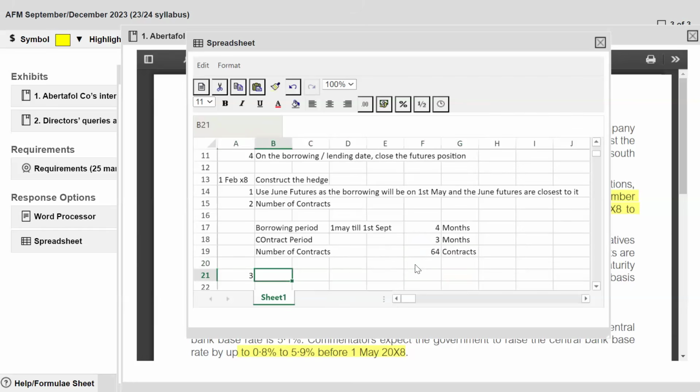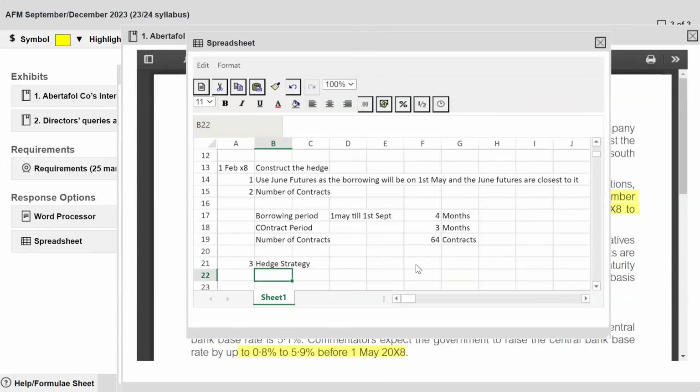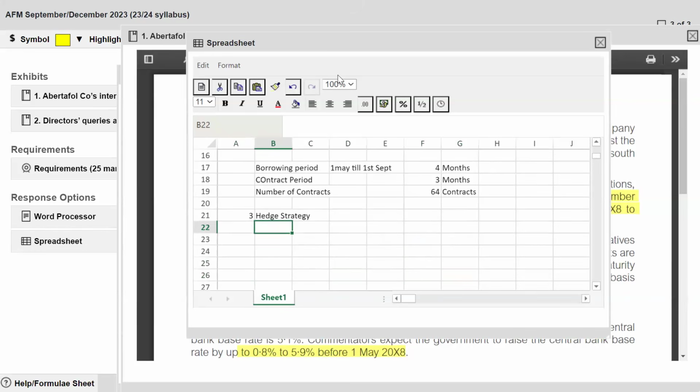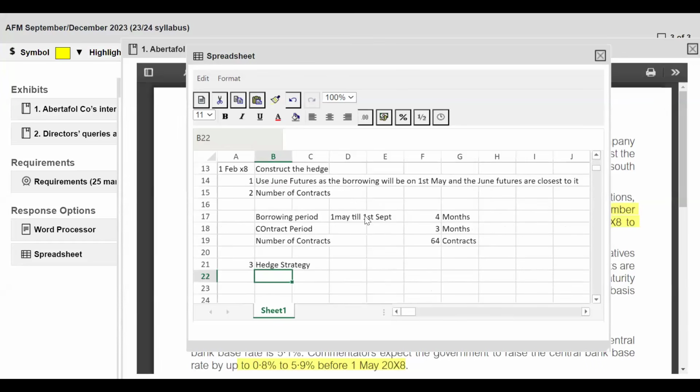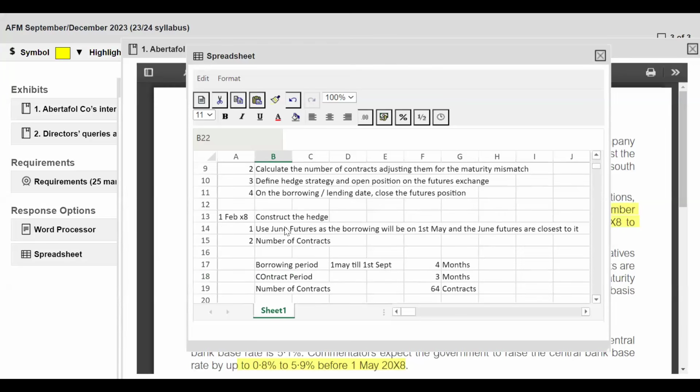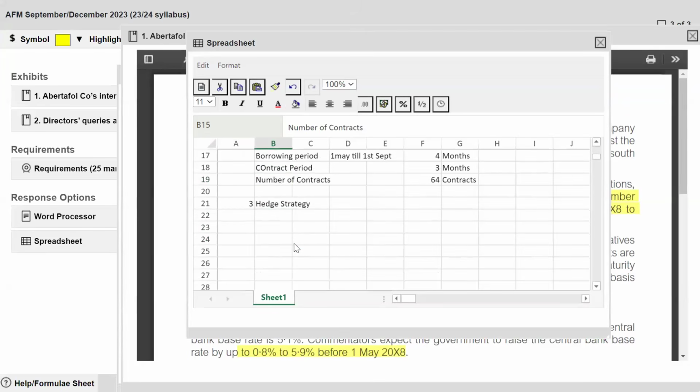The third thing is the hedge strategy. What is the specific scenario? You are actually a borrower. So always think, what does the borrower expect? You don't have to write this down, I'm just explaining. You could just write down things like use June futures, number of contracts. When I talk about the hedge strategy, let me explain how it is going to be.